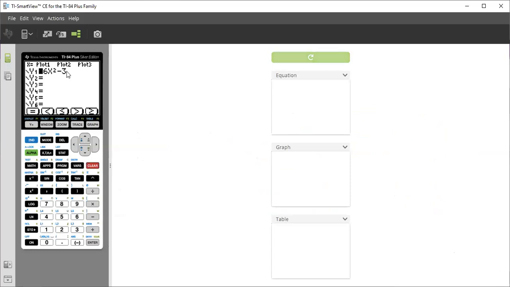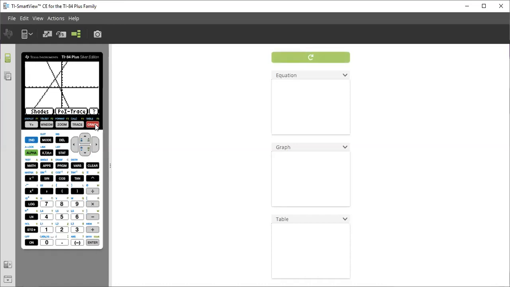What's my first one? Y equals 2x plus 7. And the second one? Y equals -3x minus 2. And then you hit what? Graph. And there they are.